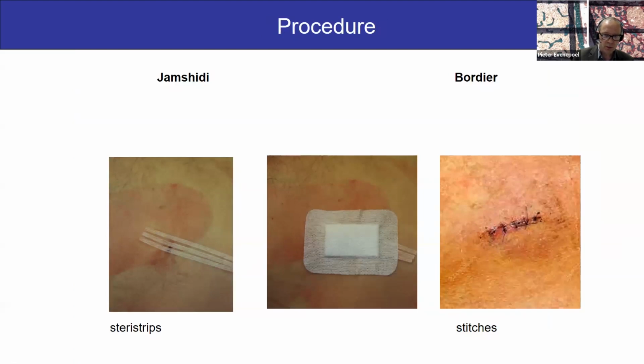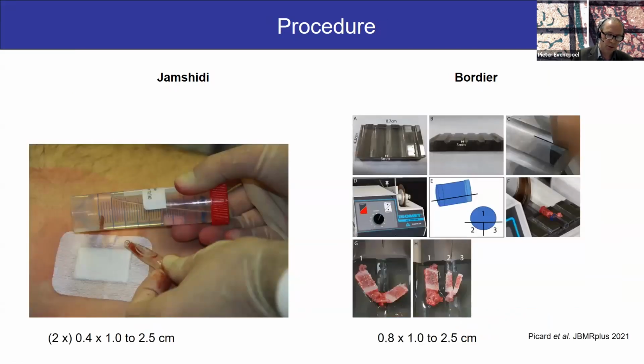You end up with a small incision, and because it's such a small incision, you can close it easily with some steri-strips. In the case of a Jamshidi needle, or when you use a bigger Bordier needle, you need some stitches to close the skin defect. Then, of course, you have to collect the bone biopsy material. We mostly take two samples: one stored in ethanol, for bone histomorphometry, and another stored in an RNA and DNA stabilizing solution for molecular diagnostics.